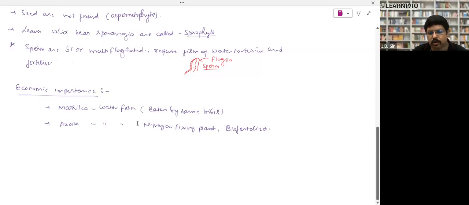Economic importance: Marsilea is called a water fern. Azolla is a nitrogen-fixing plant. It is also a water fern. It is a nitrogen-fixing plant and is used as a biofertilizer. Right. So these were the economic importance. Sphagnum we have discussed. Azolla is a biofertilizer. That is important. This is important, the question I've been asked. Marsilea is a water fern.